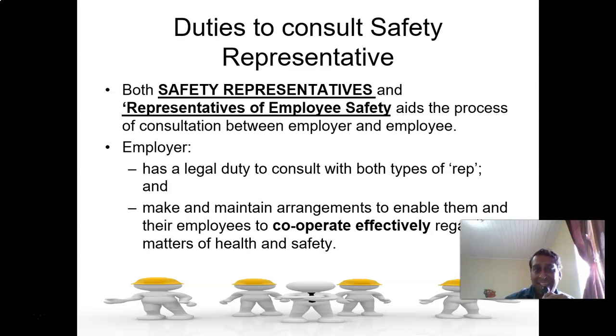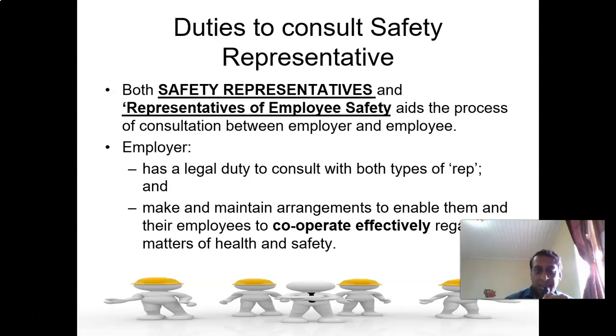So the employer must make and maintain arrangements to enable them and their employees to cooperate effectively regarding matters of health and safety, right? Remember that there would have been some of those arrangements, right? The law says the employer must make and maintain arrangements to enable them and their employees to cooperate effectively. So what do you think would be those arrangements that the employer must make?